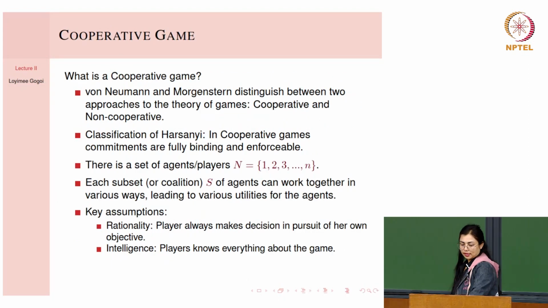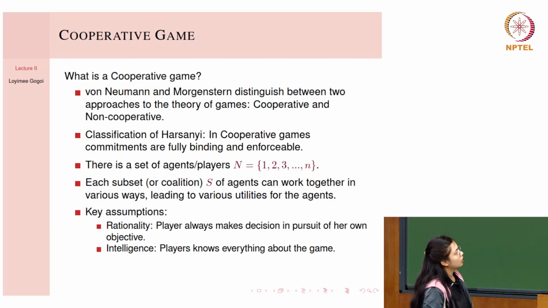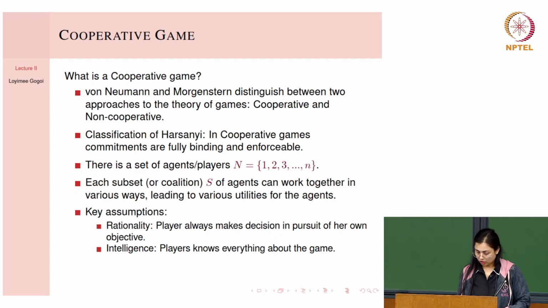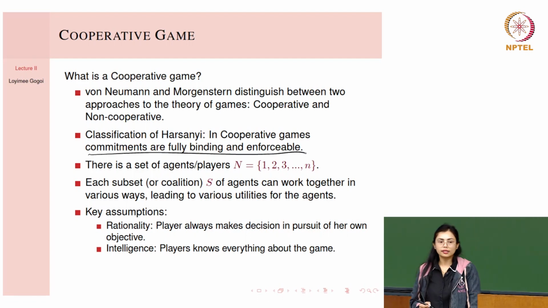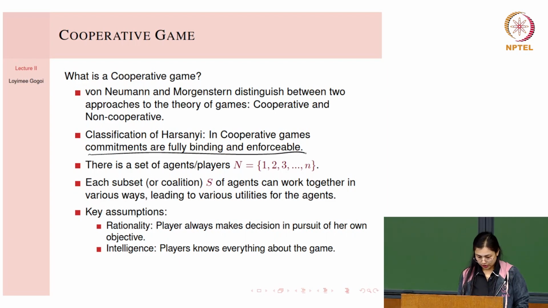Okay. As I said, in a cooperative situation, the players' strategy is to make coalitions. So they have some binding agreement, they will work together to gain more outcomes, right? So here what is the strategy? That they will form coalitions.